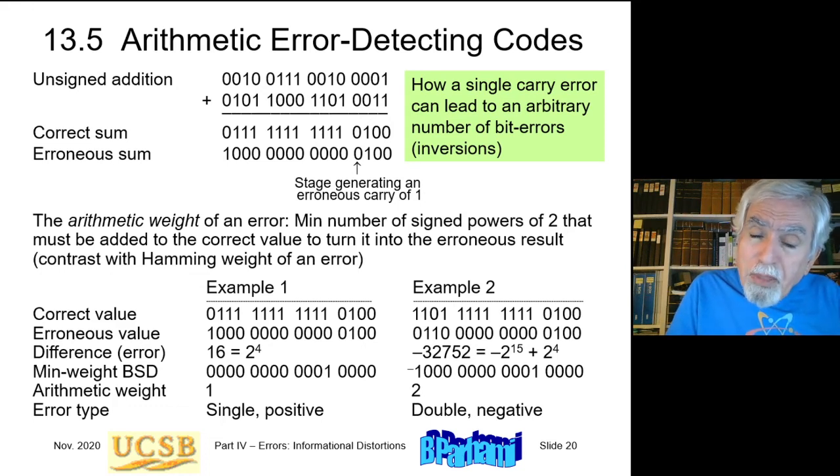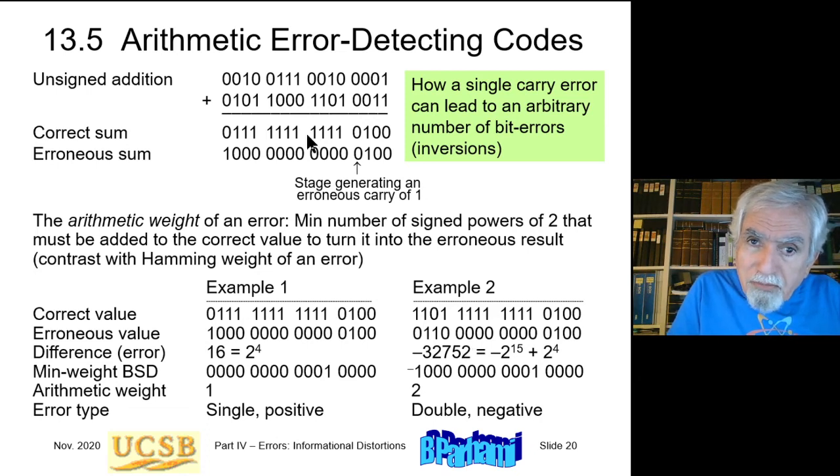So what's the solution? Well, the solution is to define the error not by changes in bits. Okay, we don't view these as many errors. We view these as the addition of 2 to the 4 to the correct sum. Okay, so this is 2 to the 0, 2 to the 1, 2 to the 2, 2 to the 3, 2 to the 4. If I add 2 to the 4 to this correct sum, this word will result. Okay, so a single error in this arithmetic context is an error that changes the value of a word by a power of 2.